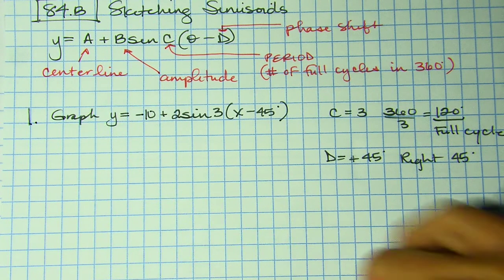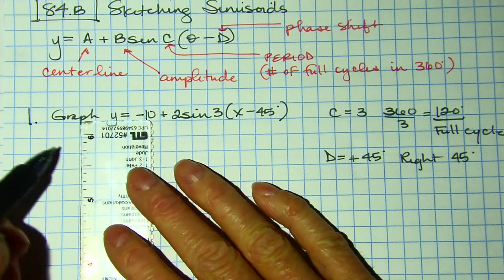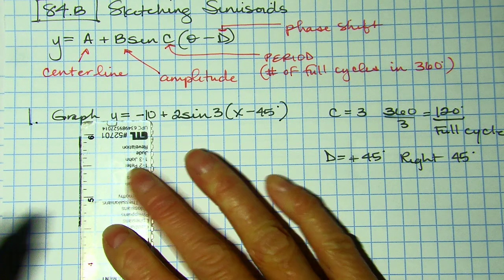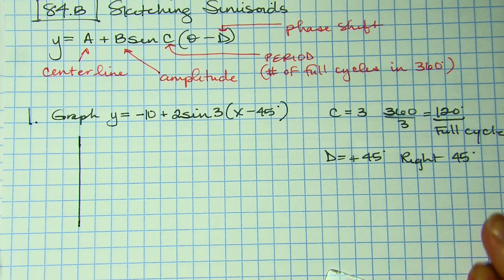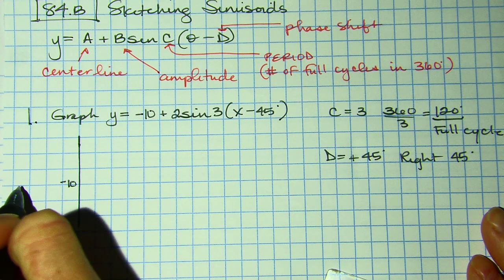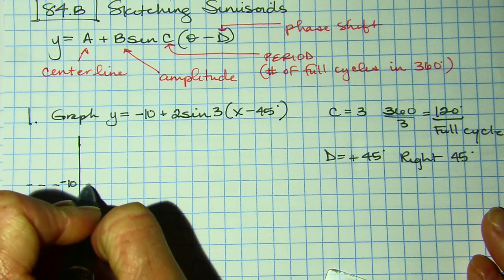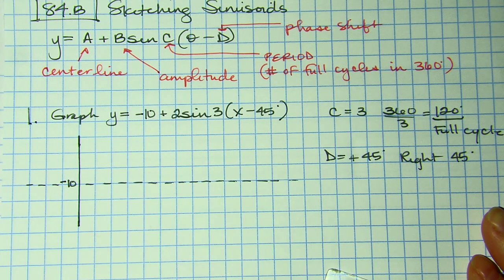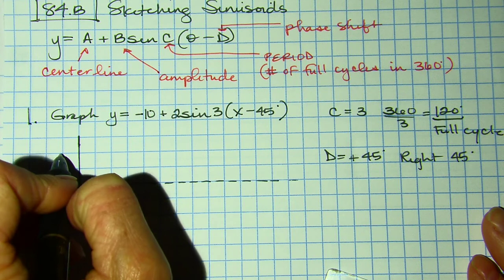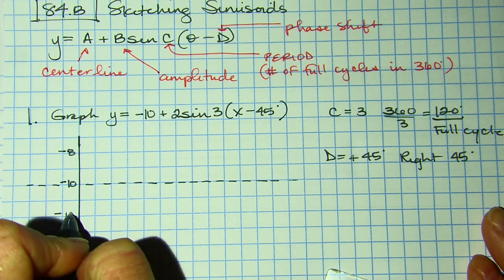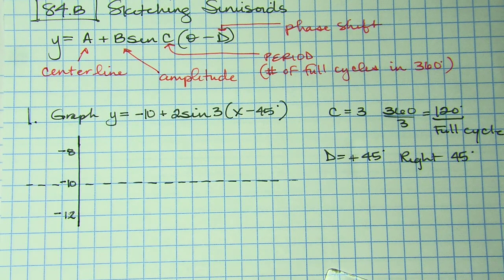So here is how I do it. I'm going to sketch the graph of the original and then shift everything. So I know that my center line is at negative 10, so I'm going to put a dashed line. And I know my amplitude is 2, so up 2 would be negative 8, and down 2 would be negative 12. So I've got that.